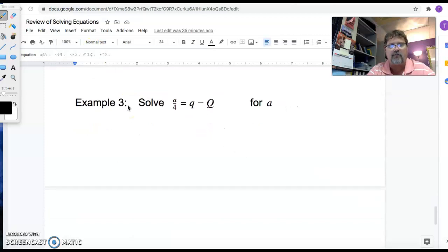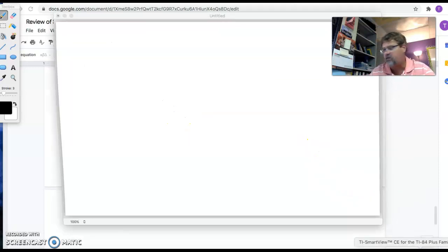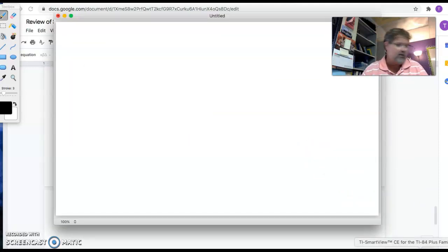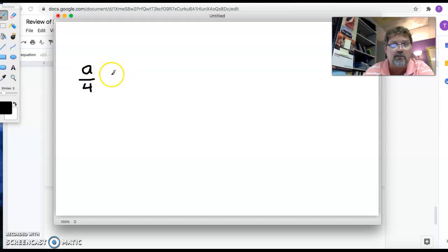Third. Oh, this one's kind of cute. This one could give some folks some grief. Let's see here. Let's write it down. So we're going to solve a over 4 equals lowercase q minus cap Q. And they're telling me to solve for little a.